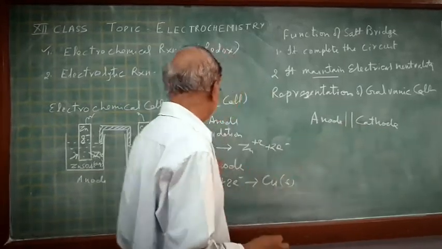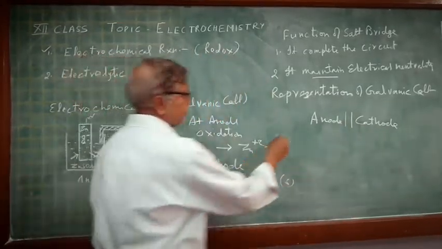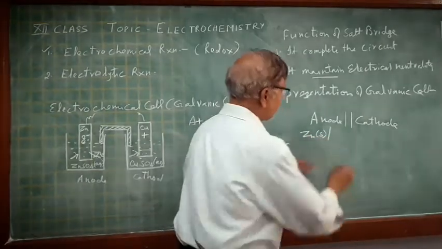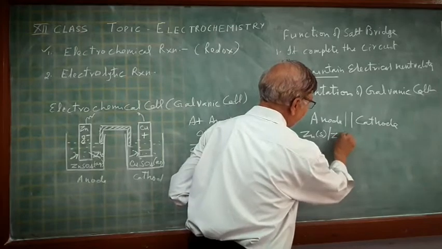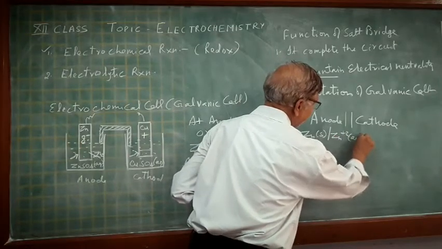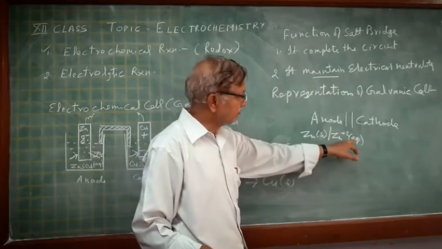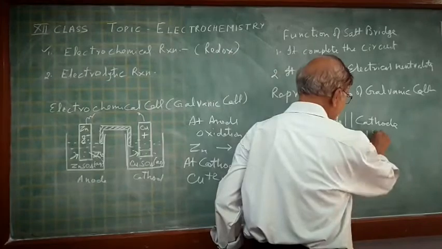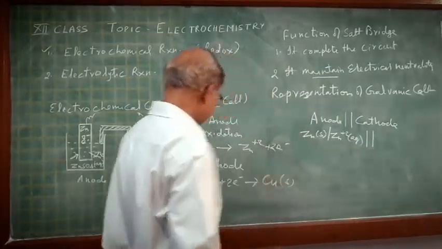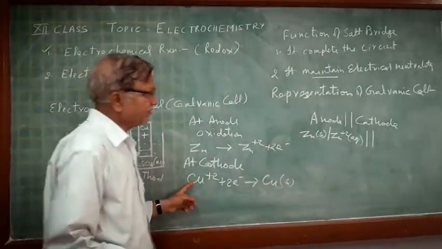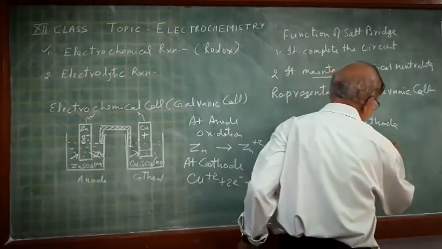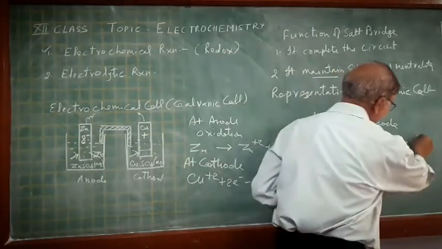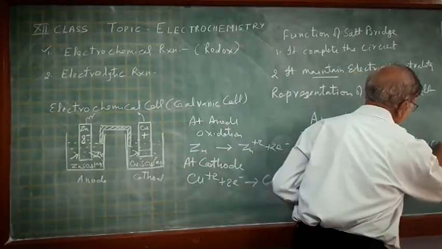So how do we write the anode here? The anode is zinc. So we write zinc, solid, electrode, then zinc ion. Ions always remain in the solution, so it is very essential to write aqueous, aq, then the salt bridge, two parallel lines. Then the cathode is of copper ion. So we write copper ion, aqueous, then electrode, then copper rod, solid.